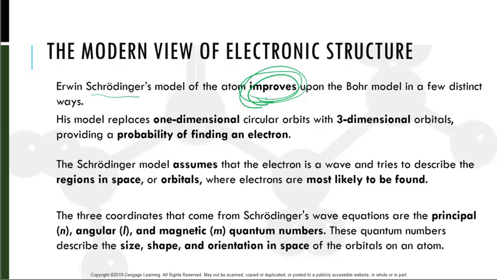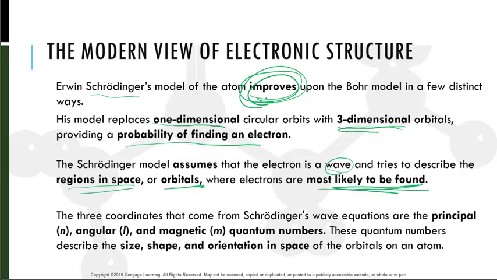orbitals. Erwin Schrödinger's model of the atom improves upon the Bohr model in a few distinct ways. His model replaces the one-dimensional circular orbits with 3-dimensional orbitals, providing a probability of finding an electron. The Schrödinger model assumes that the electron is a wave and tries to describe the regions in space or orbitals where electrons are most likely to be found.